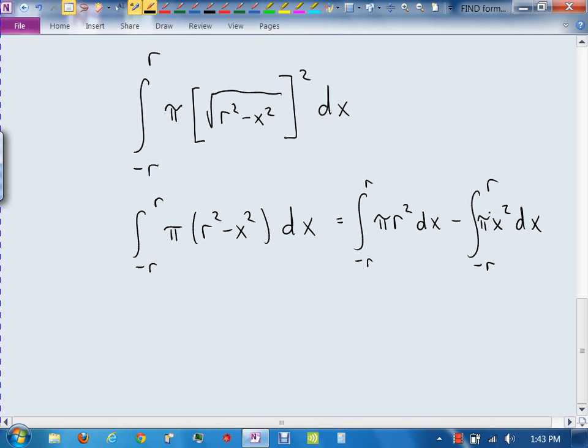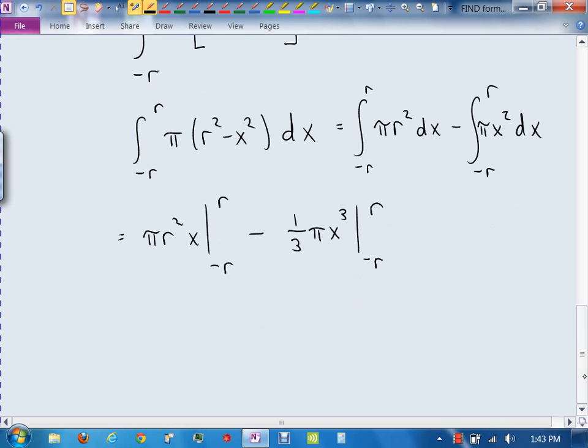What's the antiderivative of pi r squared with respect to x? Pi r squared x, evaluated from negative r to r, minus whatever I get here. What's the antiderivative of pi x squared with respect to x? 1/3 pi x cubed from negative r to r. Y'all follow what I did there?